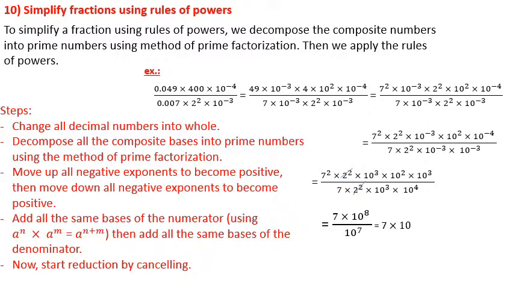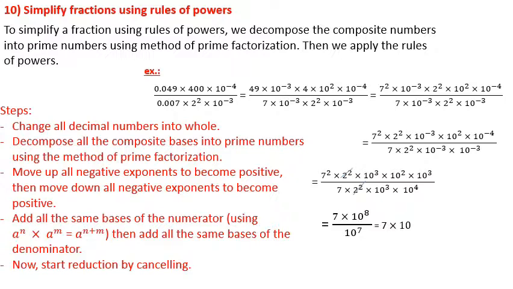As I said, first we should look for all the bases. If we have decimal numbers in the bases, we should change them into whole numbers. How? We multiply the number by a positive power of 10 according to how many digits we have to the right to get rid of the point. Then after that, we decompose all the composite bases into prime numbers using the method of prime factorization.